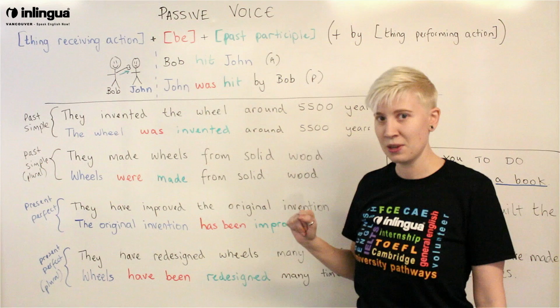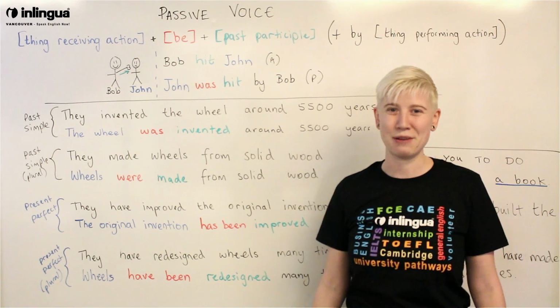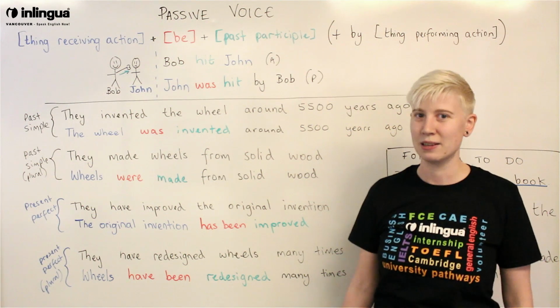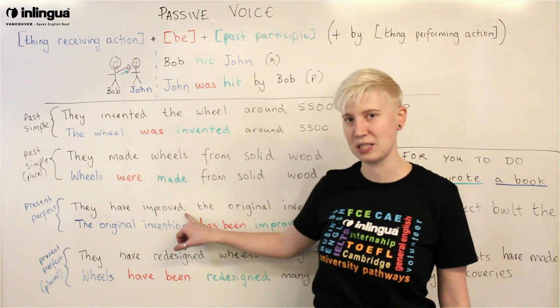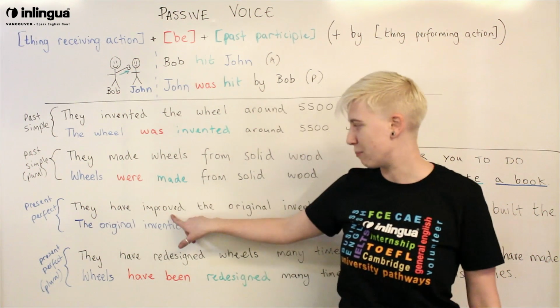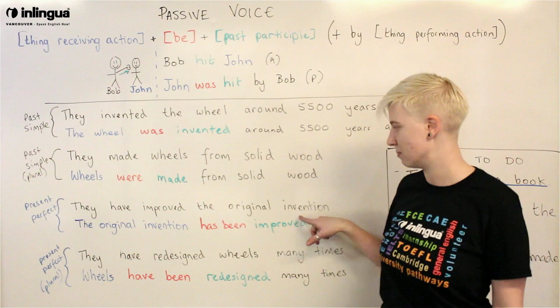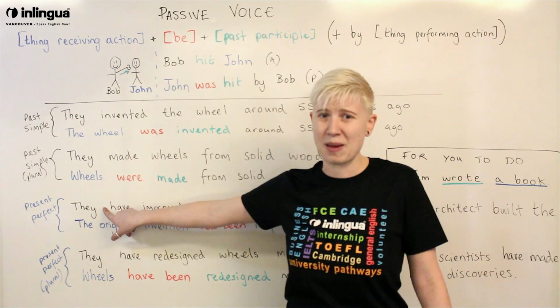So far, so good? Let's have a look at the passive voice in the present perfect. A little bit more complicated. Present perfect form, using have plus the past participle. Still talking about wheels. They have improved the original design. They, who? Could be scientists, could be the cavemen, I don't know.